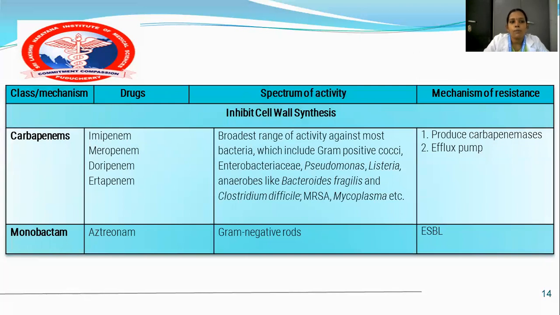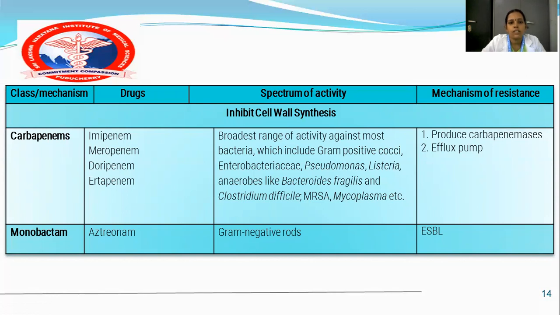Carbapenem groups. What are the carbapenem groups? Imipenem, meropenem, doripenem, and ertapenem. These are all carbapenem groups. If this carbapenem group gets resistance, we have to say that it is a metallo-beta-lactamase. That metallo-beta-lactamase enzyme, which is present, will give resistance to the bacteria against the carbapenem group. So you have to say MBL group organisms.